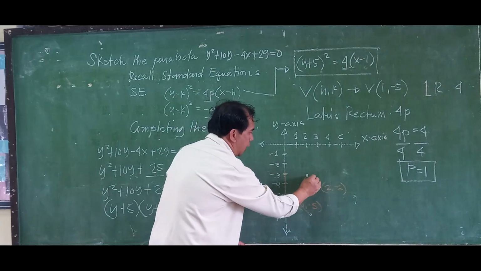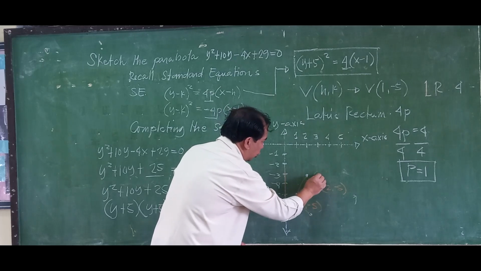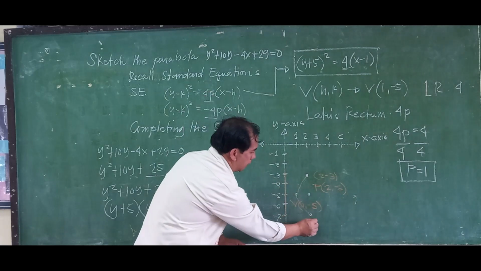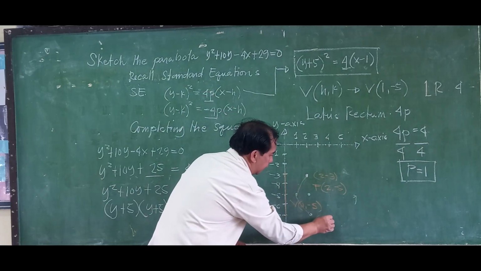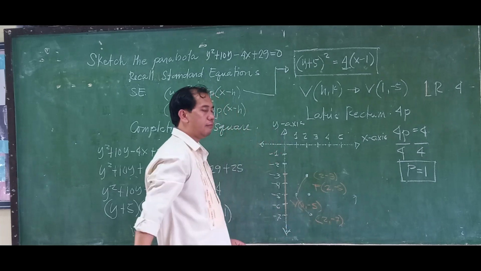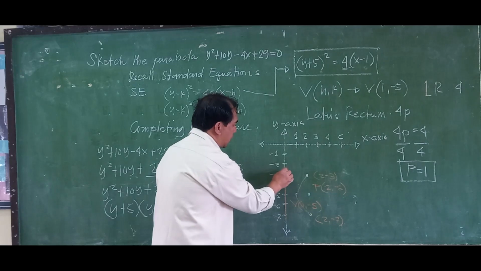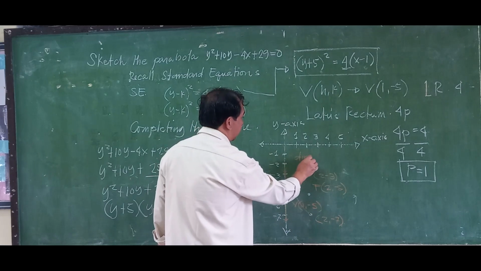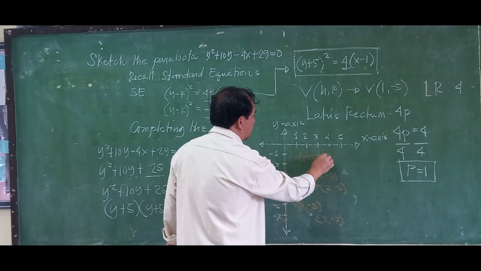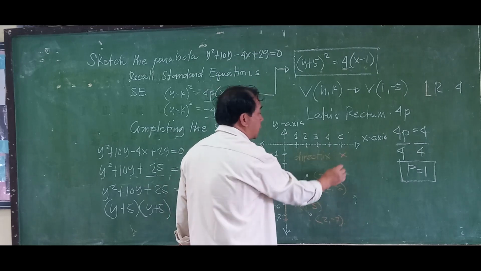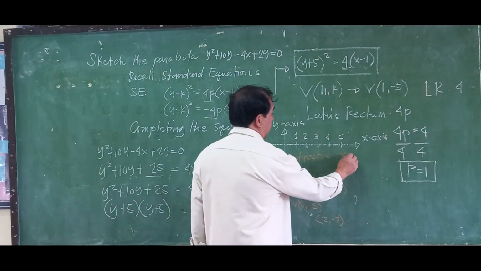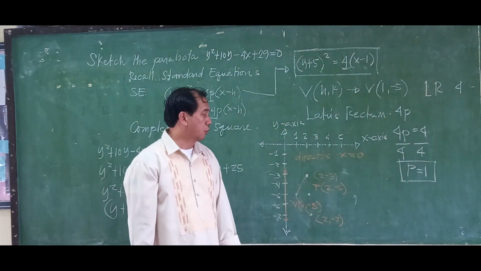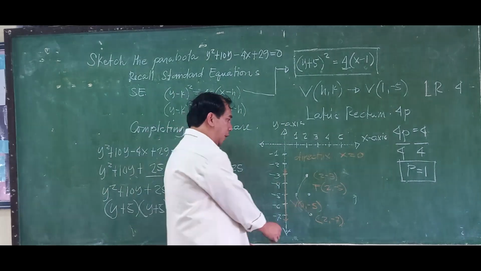Now, what is the name of this endpoint? That is point 2 and negative 3. How about this one? 2 and negative 7. How about our directrix? So this one, our directrix is what? X is equal to? Okay, that is 0. So meaning to say, we have now the graph.